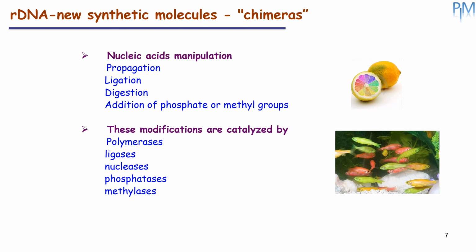Do you think rDNA technology is chimeras? You know what is meant by chimeras? Impossible to achieve. But the nucleic acid manipulations can be achieved by propagation, ligation, digestion, addition of phosphate or methyl groups. And these modifications can be catalyzed by enzymes like polymerases, ligases, nucleases, phosphatases, and methylases.